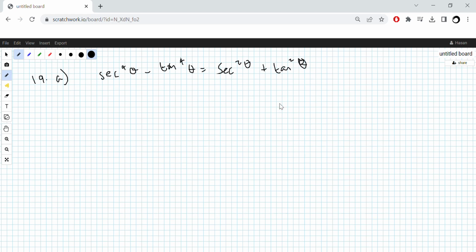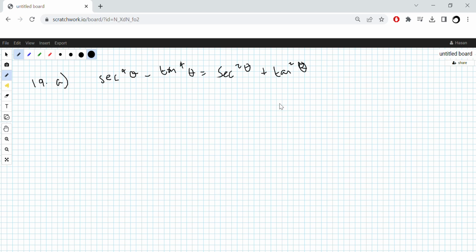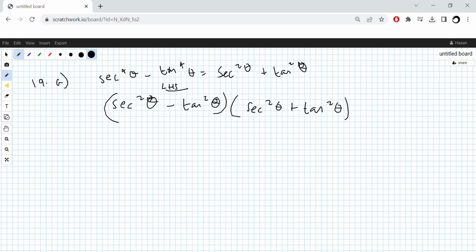First thing we can recognize is that this is a difference of two squares, so that would make it sec squared theta minus tan squared theta times sec squared theta plus tan squared theta. This is the left hand side. So this is what we're left with when we apply the difference of two squares to this.